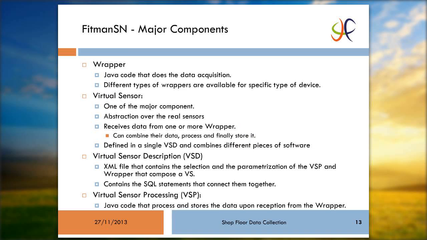So the major components of FITMAN are wrappers, virtual sensor descriptions, and virtual sensor processing. Wrappers are the implementations of different types of sensors. Like we provide, not we, but GSN provides a number of wrappers for different types of sensors: for the serial port, for USB ports, and even to acquire data from other web interfaces, like Twitter or something like that.